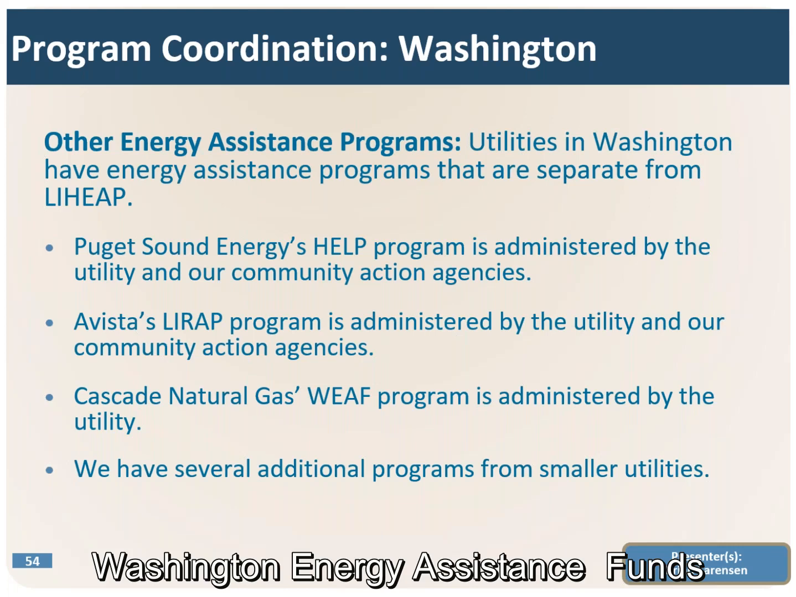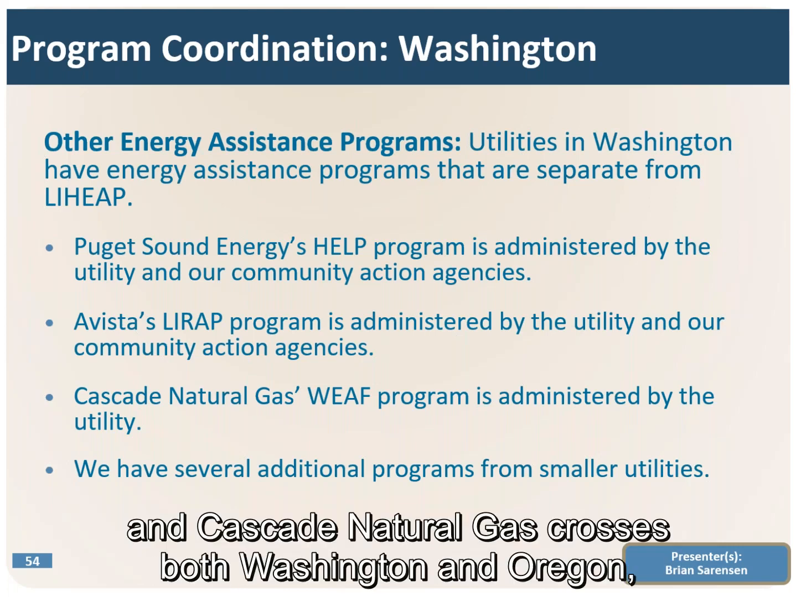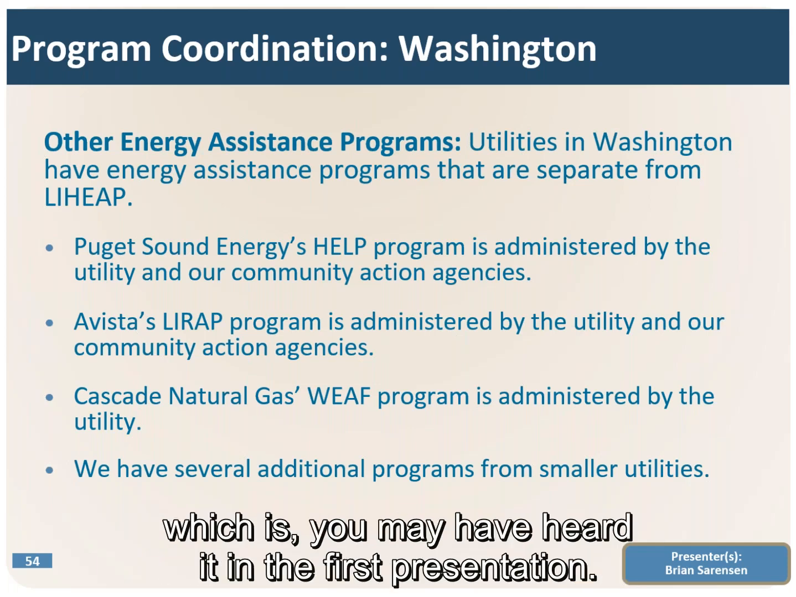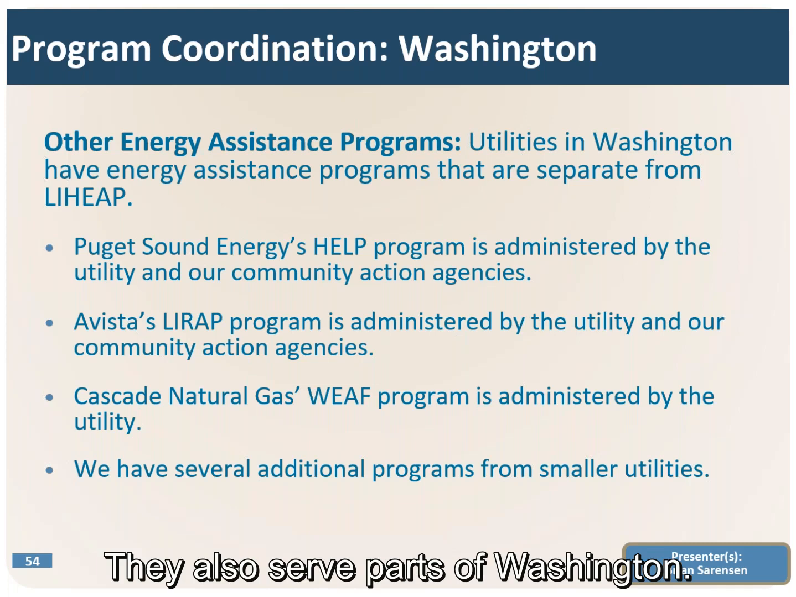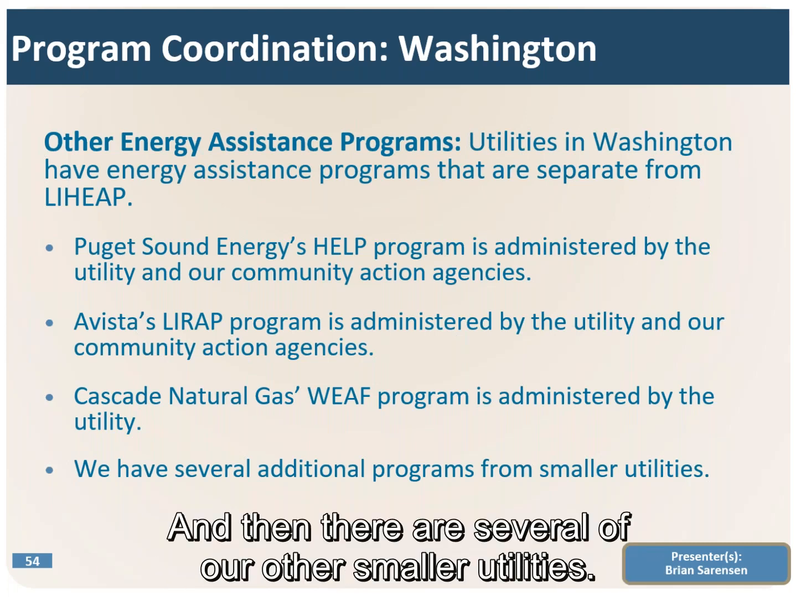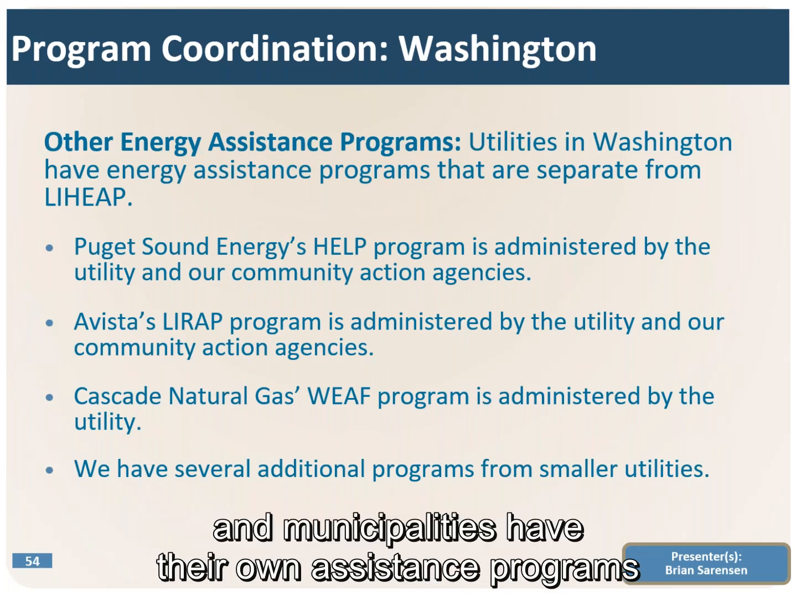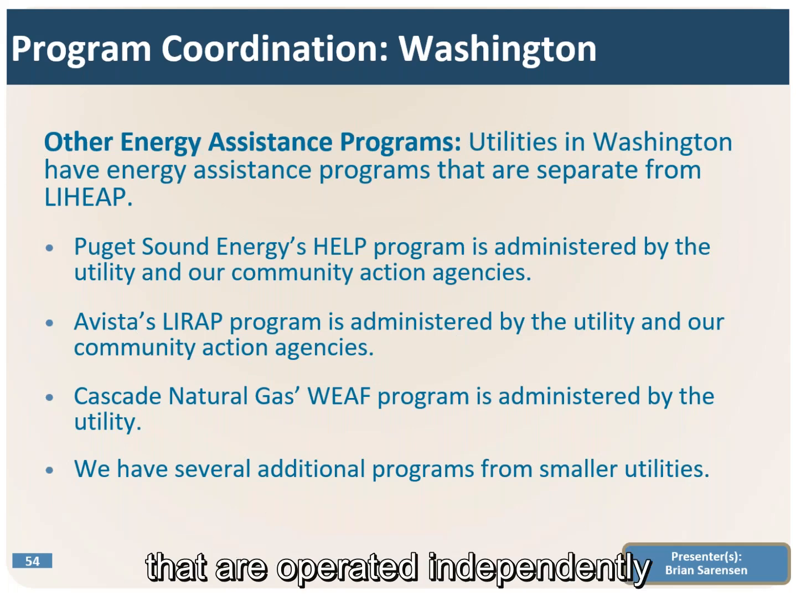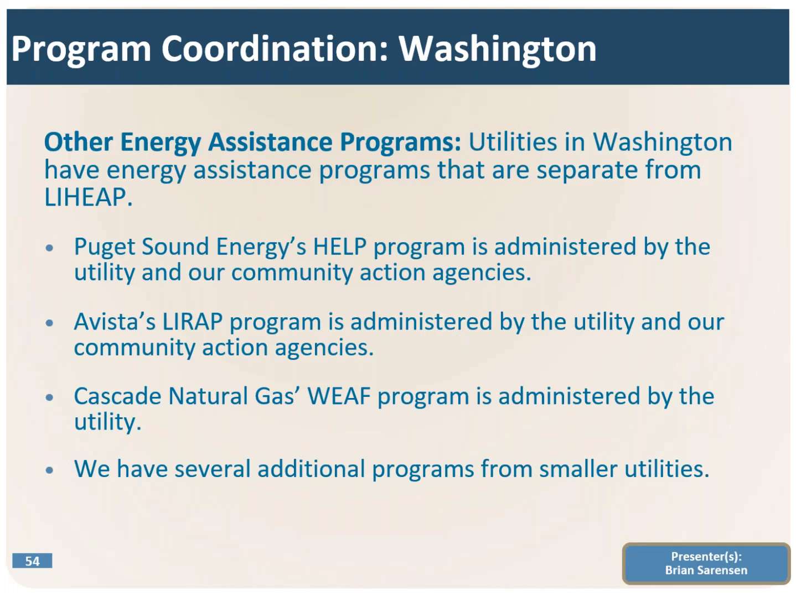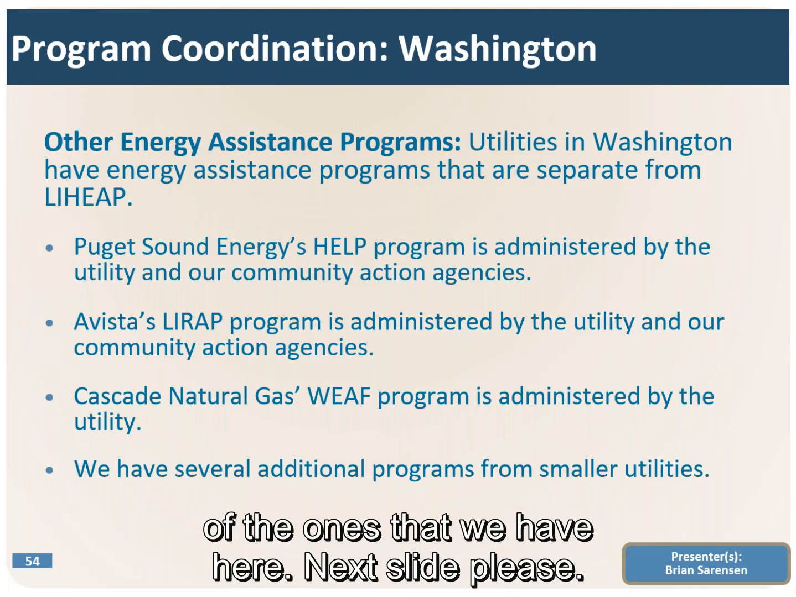Washington Energy Assistance Funds. And Cascade Natural Gas crosses both Washington and Oregon, which you may have heard in the first presentation, they also serve parts of Washington. And then there are several of our other smaller utilities, some of our co-ops, our mutuals, and municipalities have their own assistance programs that are operated independently of the ones that we have here. Next slide, please.